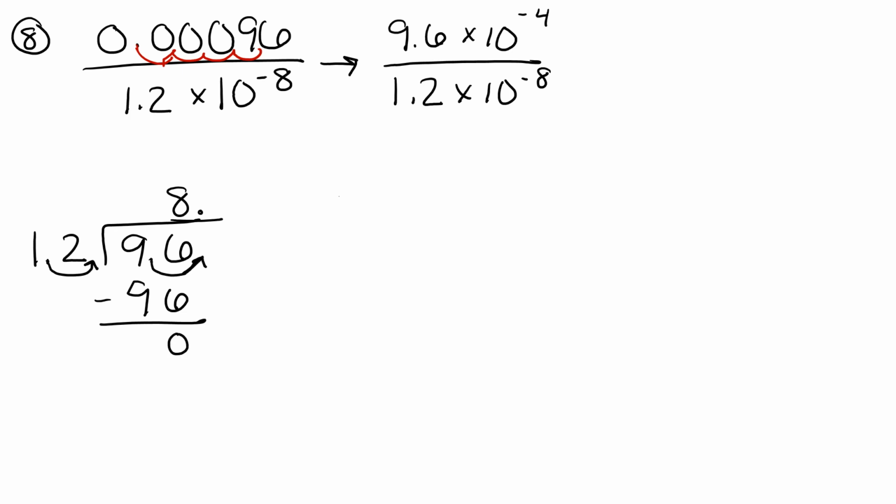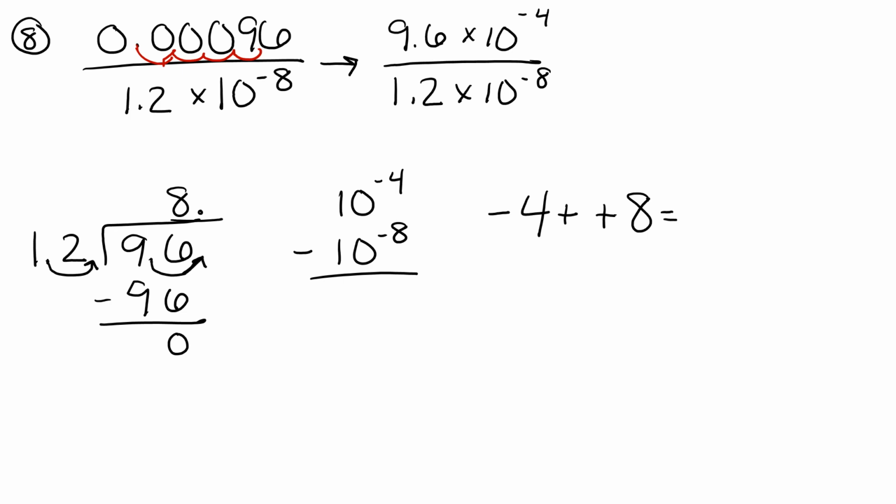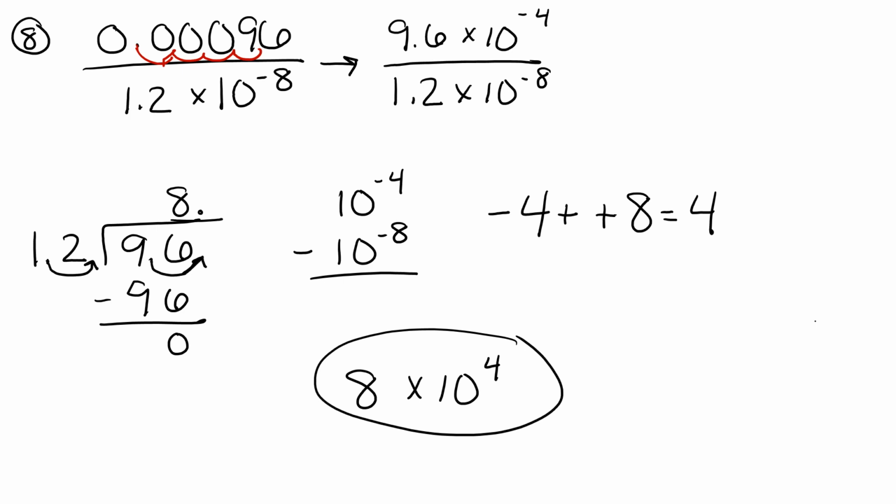When it comes to our exponents, if we're dividing, we would subtract our exponents. Now this is a trickier problem. Negative 4 minus negative 8 cannot be solved in math because you cannot have a minus and a negative side by side. When that happens, we change them to addition signs. Negative 4 plus 8 is going to give us a positive 4 for our exponent. 8 times 10 to the 4th power is our final answer.